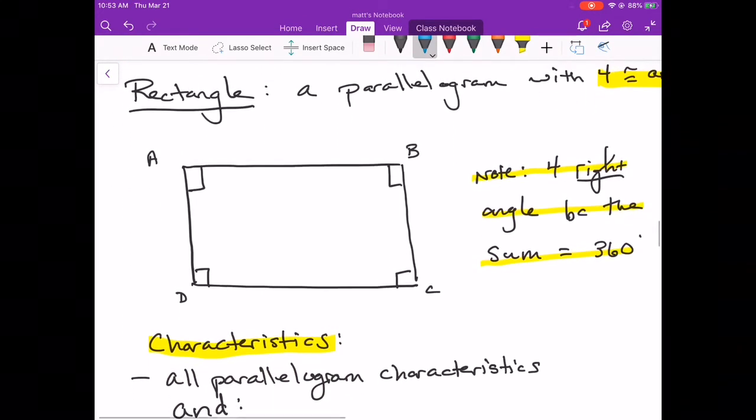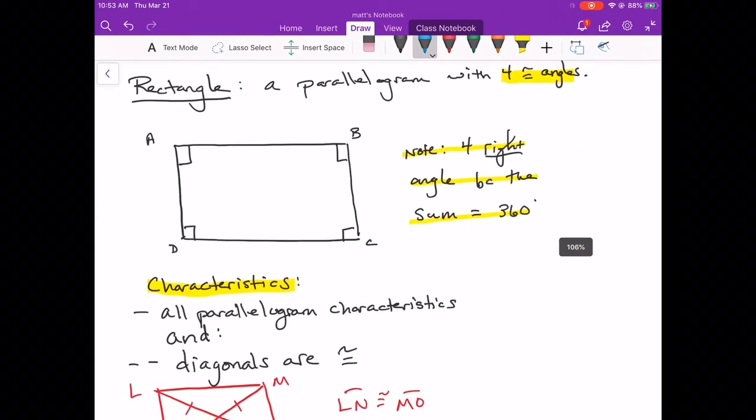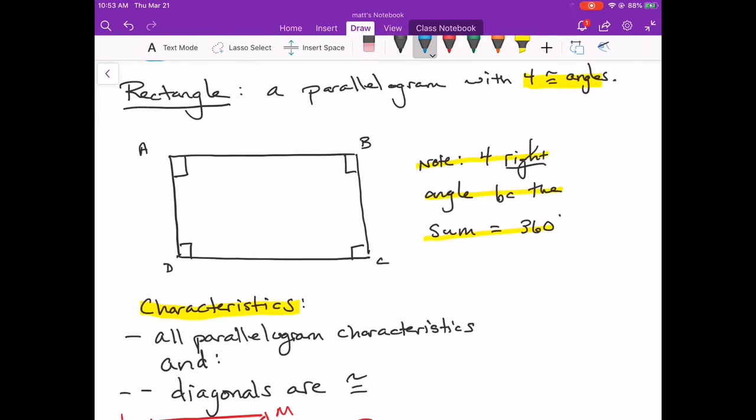Our next quadrilateral is a rectangle. Now, a rectangle is also a parallelogram. It's another special parallelogram. It's a parallelogram with 4 congruent angles. So a rhombus had 4 congruent sides. A rectangle has 4 congruent angles.